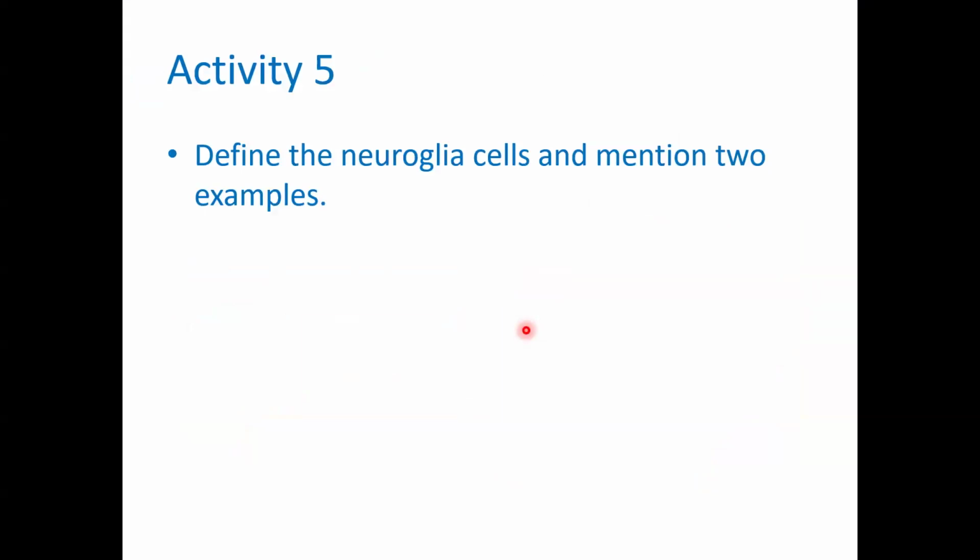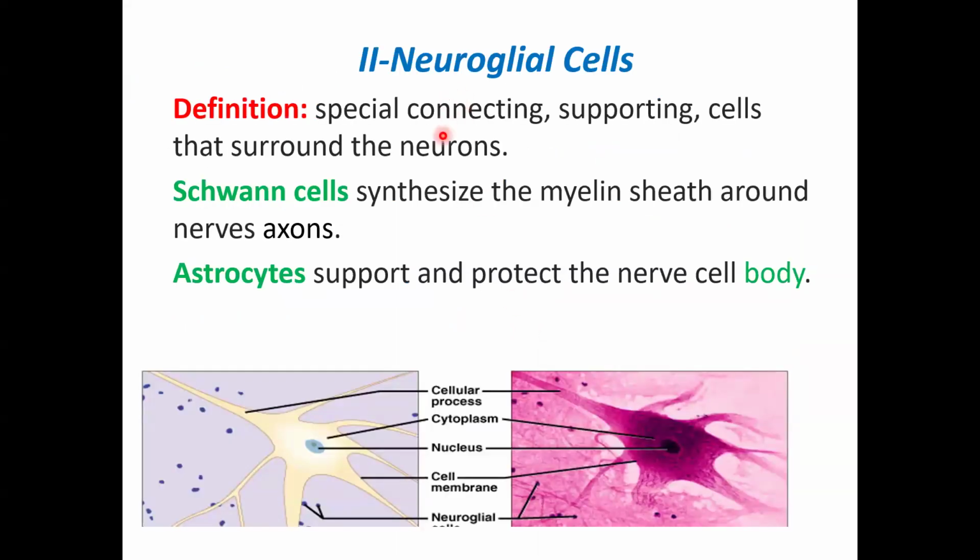Define the neuroglia cells and mention 2 examples. The neuroglia cells are special connecting, supporting cells that surround the neurons. Look at this. This is a neuron, and the cells surrounding the neuron appear small and in close relation with the neuron. I can express it in Arabic if you want. I have here the nerve cell, and the cells that serve the nerve cells are the neuroglia cells. So we have the nerve cells and neuroglia cells.